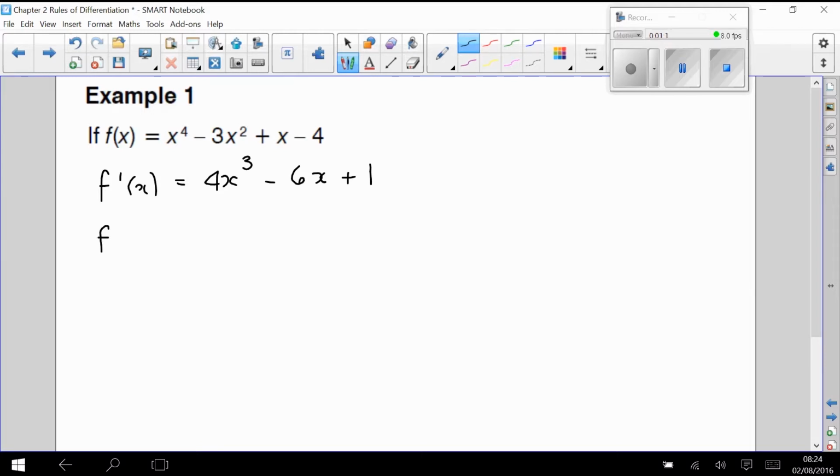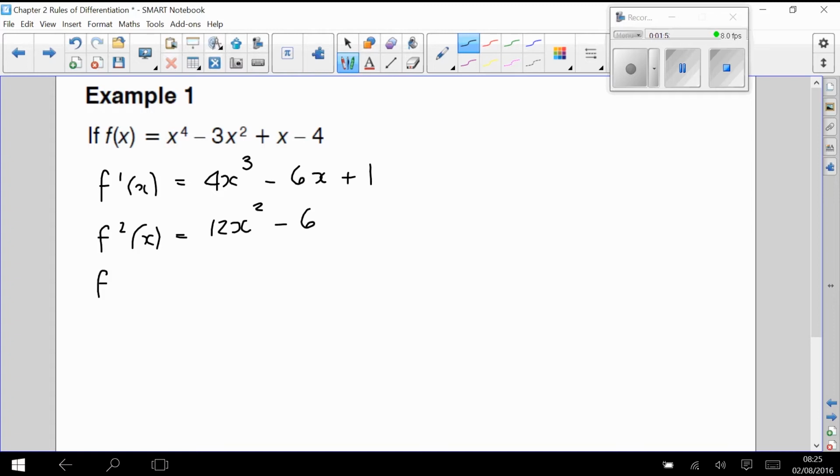When I find the second derivative, I can either write f dash dash x or f 2x, and that means the second derivative of the function f of x. Finding the second derivative of f of x, I find the derivative of the derivative function. In other words, I'm now taking a look at the function which is given to me by 4x cubed minus 6x plus 1. So once again, just using the power rule, I find that the second derivative is going to be 12x squared minus 6. And you can see again that this is also a function.